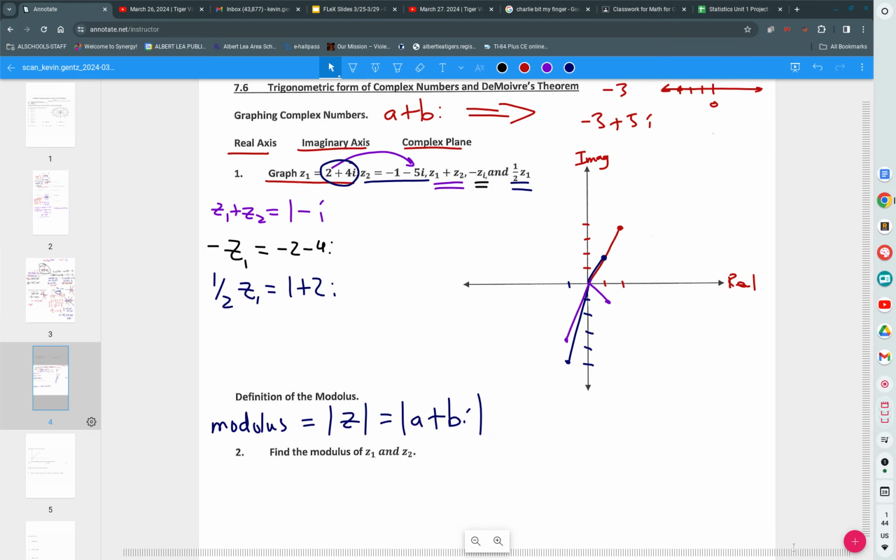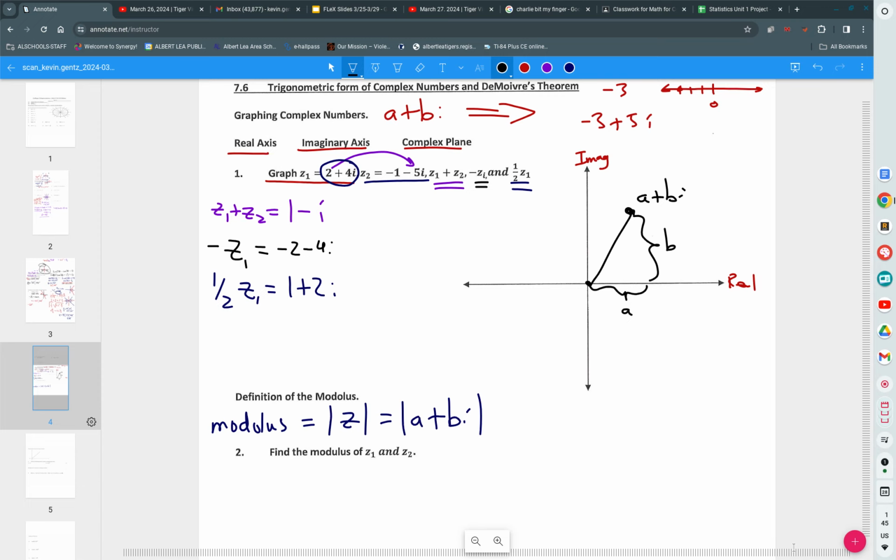How far it is from zero. How far it is from zero, the distance from zero. We always say that a distance is positive. So I'm going to erase these, okay? Suppose we had a plus bi. Suppose we're located right there, a plus bi. Well, if I am over a units and up b units, anybody want to think of how I can figure out how far this is from the origin?